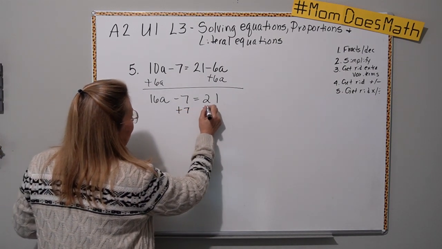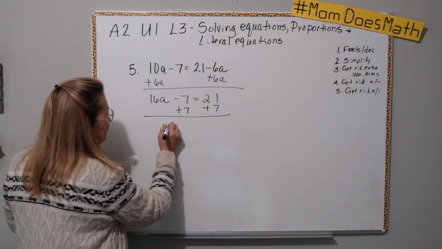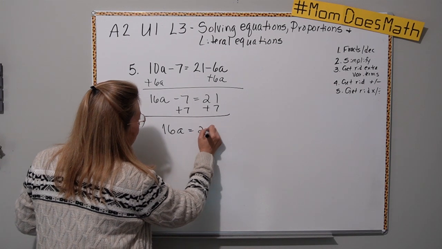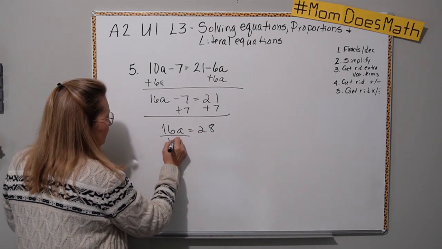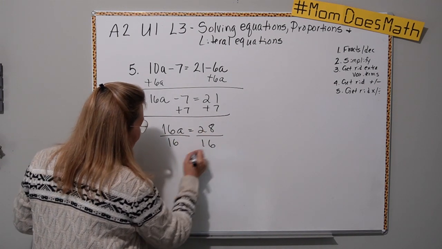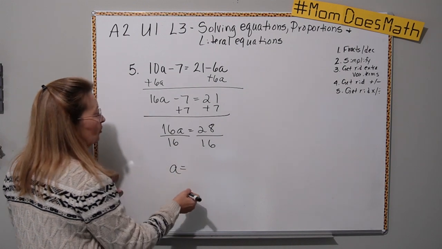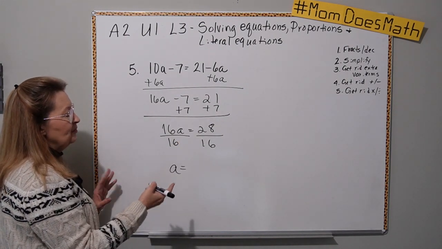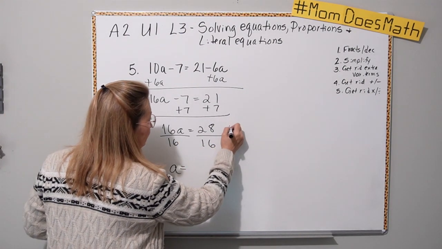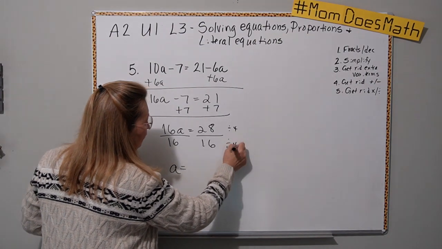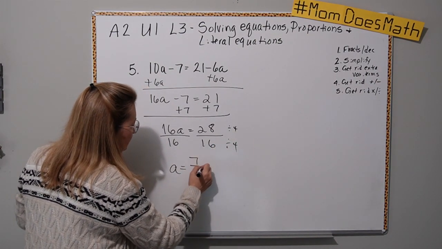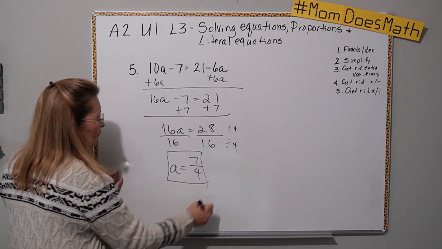Now let's add 7 to each side. 16a is equal to 28. Divide both sides by 16. So I get a equals 28 over 16, but let's reduce them both. 4 will go into each one, so you get 7/4.